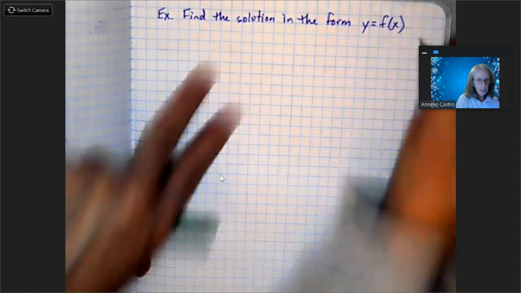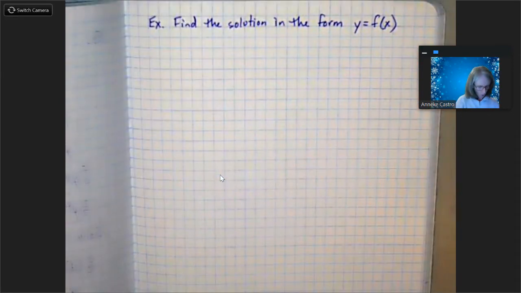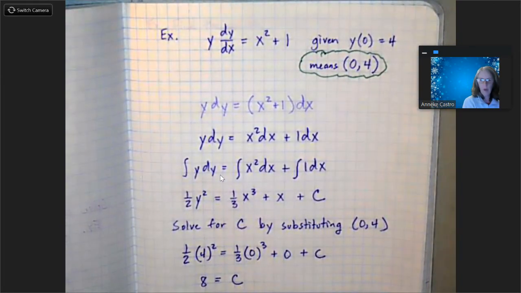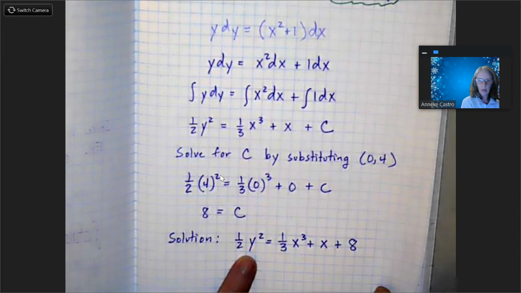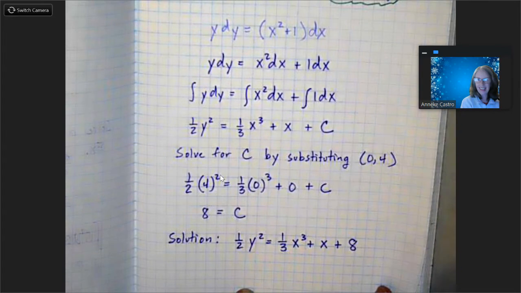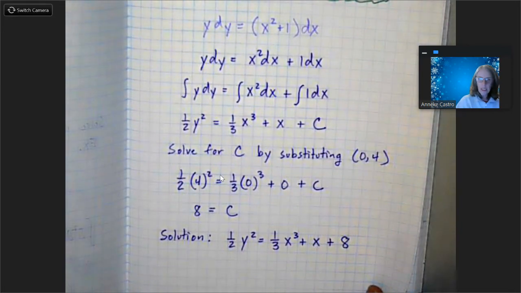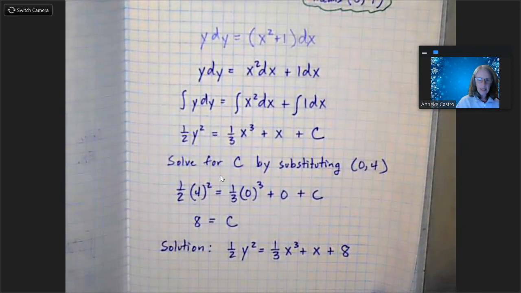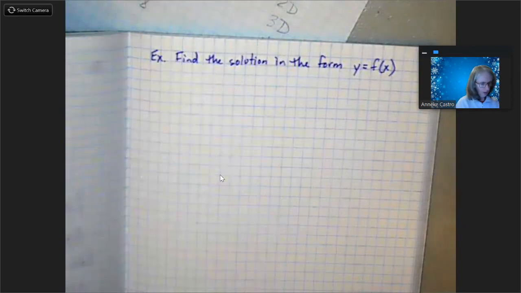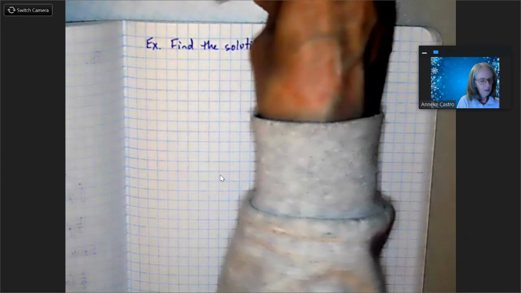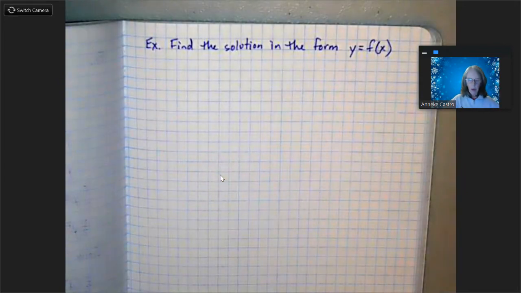Notice on the previous problem, we left it in y squared form. Over here, we left it with the y squared. We didn't solve for y. We didn't write it as a single function. We wrote it as a function squared, okay? So most of the time, you want to take it down so that it says y equals. So we're going to do that on this one. When we do this next one, we are going to be solving for y once we get down to it.